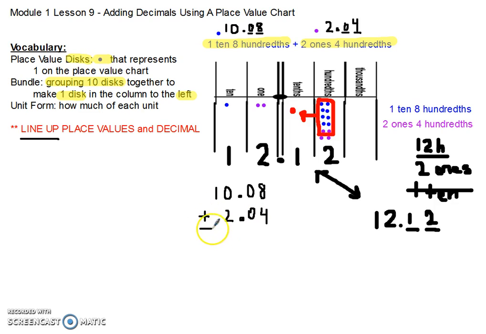And now we are ready to add, and it's just like adding other numbers. We just have this decimal. And so we just ask ourselves, 8 plus 4 is 12. So we drop the 2, carry the 1. 1 plus 0 is 1. Our decimal drops down. And then 0 plus 2 is 2. And then 1 plus 0 is 1. So we have the same answer 3 different ways, and that is definitely a way to convince a skeptic.